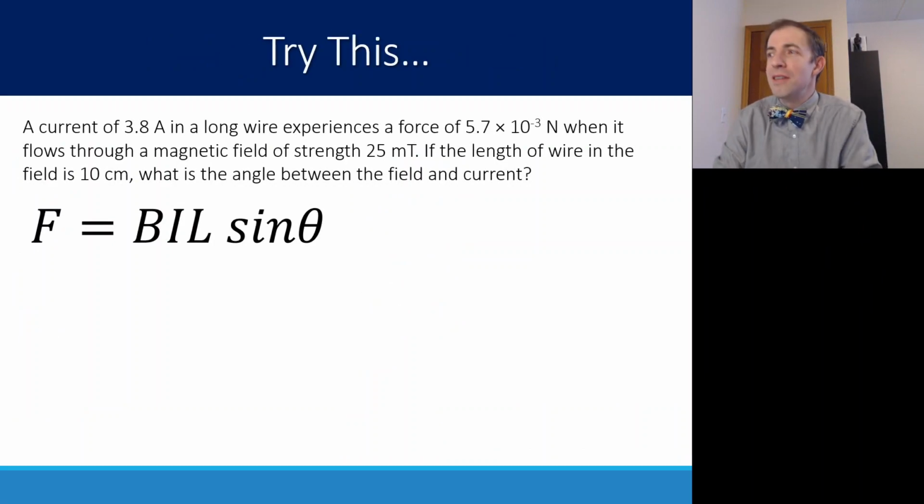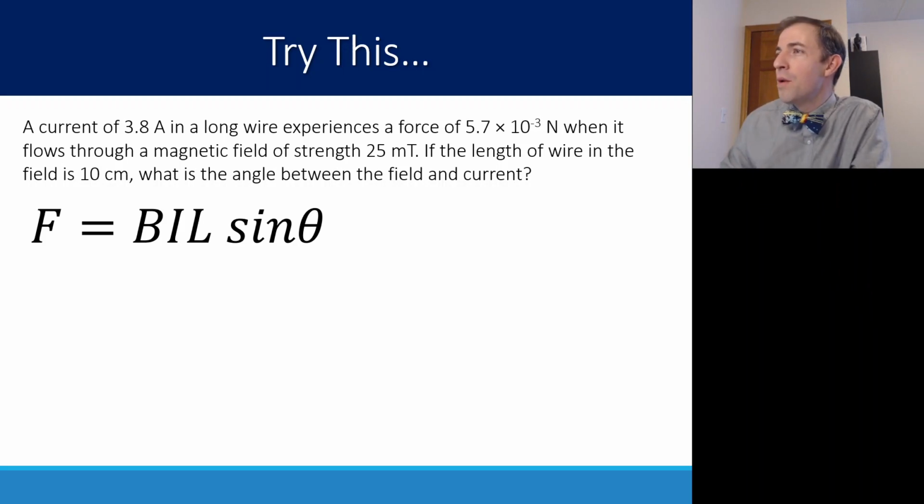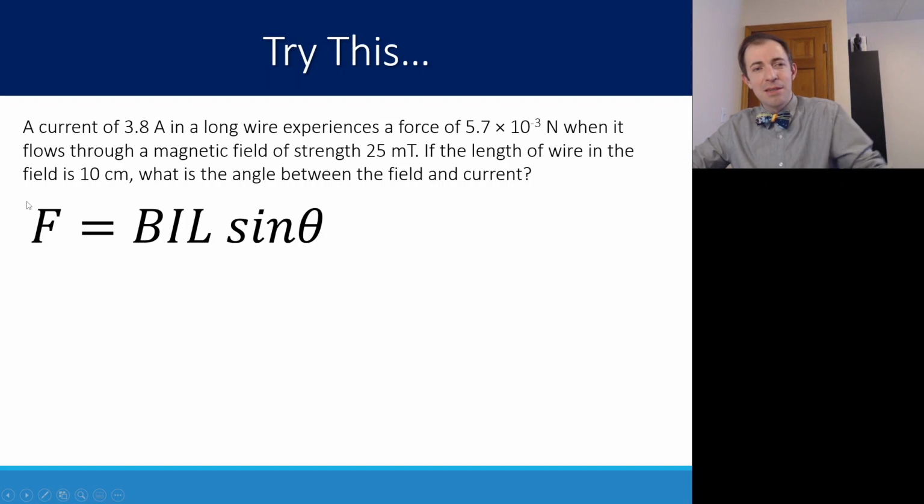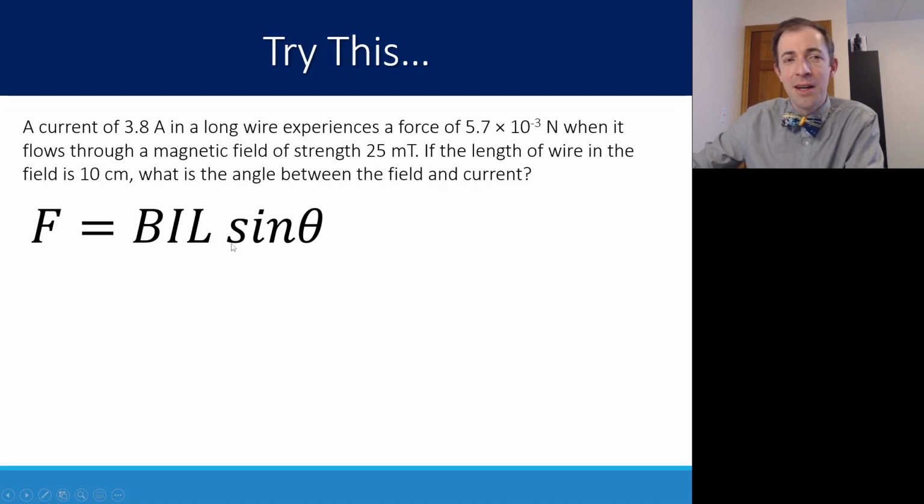All right, we have a current of 3.8 amps in a long wire experiencing a force of 5.7 times 10 to the negative third newtons when it flows through a magnetic field of strength 25 millitesla. If the length of the wire in the field is 10 centimeters, what is the angle between the field and the current? So I'm looking for the angle. I'm trying to solve for this theta here. The rest is just a matter of plugging in the right number in the right unit.